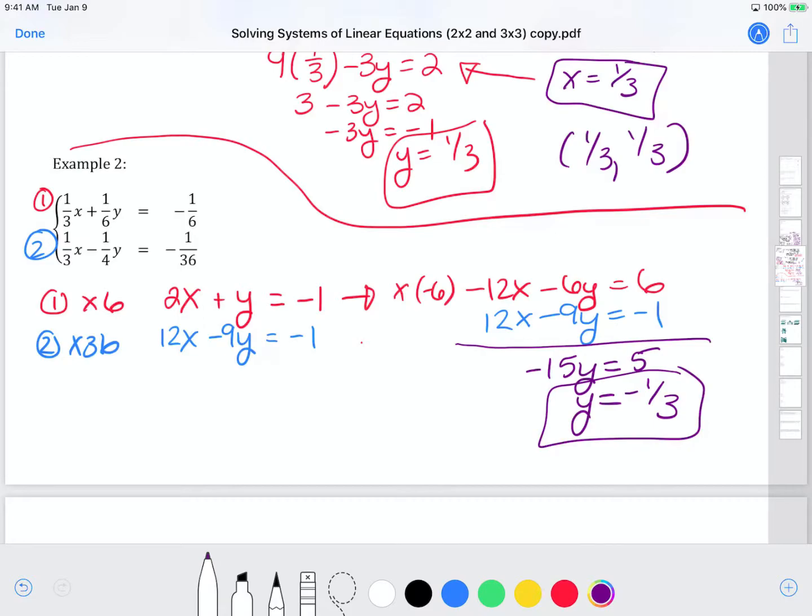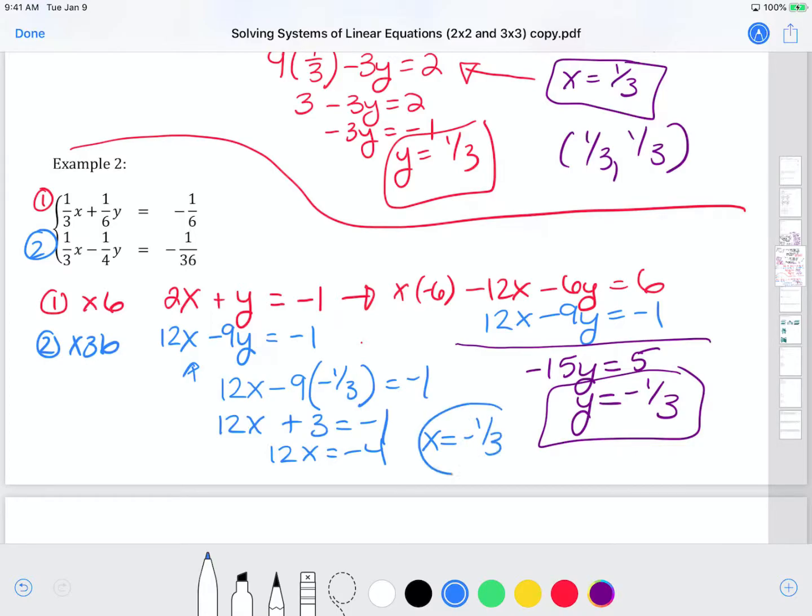Now I have to go back in and plug it into one of the other equations to solve for x. So I'll plug it into this equation here. I have 12x minus 9 times y, which is negative 1/3, is equal to negative 1. So I have 12x, and the negative 9 times the negative 1/3 gives me a positive 3. I'm going to subtract 3 from both sides. That gives me 12x is equal to negative 4, which means x is going to be negative 4 over 12, which would be negative 1/3 when we reduce it.